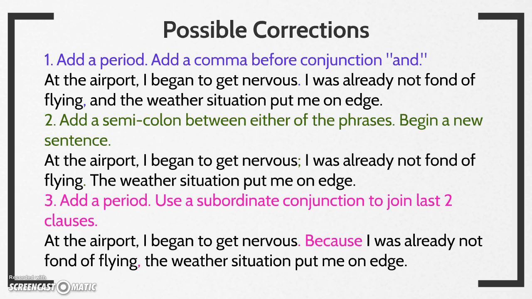You can add a semicolon. At the airport, I began to get nervous; I was already not fond of flying. The weather situation put me on edge. Or you can try experimenting with using a subordinating conjunction. So, at the airport, I began to get nervous. Because I was already not fond of flying, the weather situation put me on edge. There, I've changed it from three sentences to two.